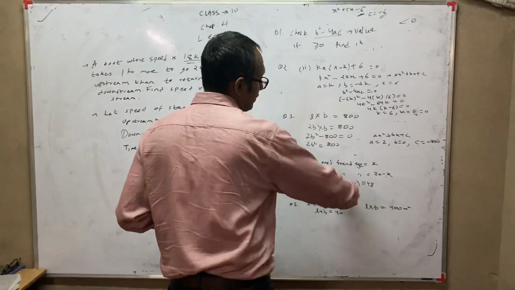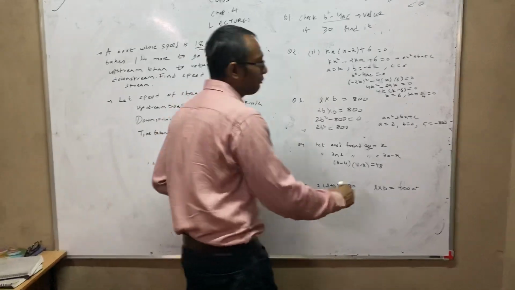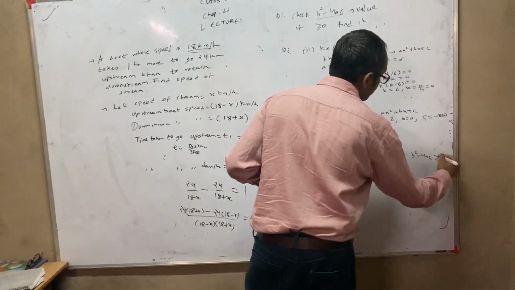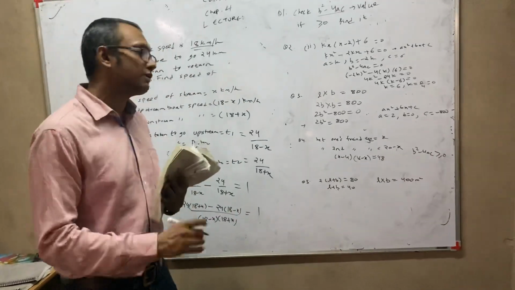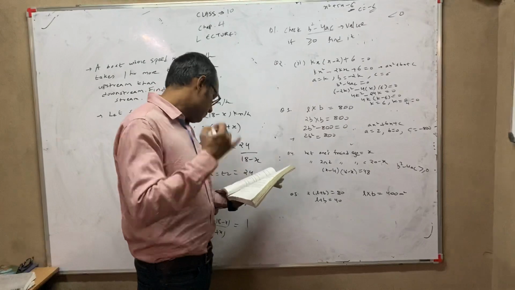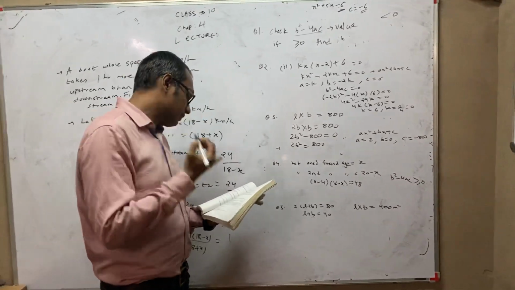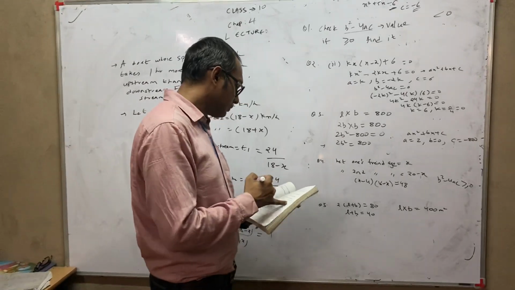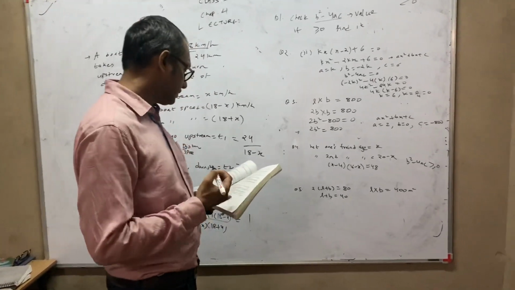Again you multiply everything, get the quadratic equation, and first check this value b square minus 4ac. If it is greater or equal to 0, then only you solve the sum, otherwise you leave the sum. Okay? And the last sum, is it possible to design a rectangular park of perimeter 80 meters and area 400 meters? If so, find the length and breadth.